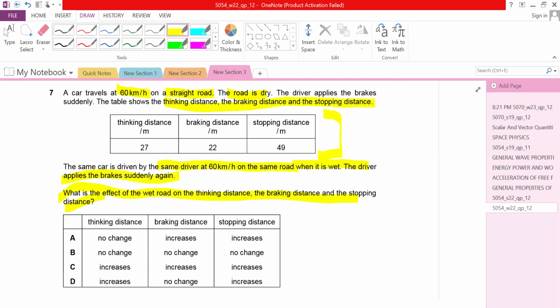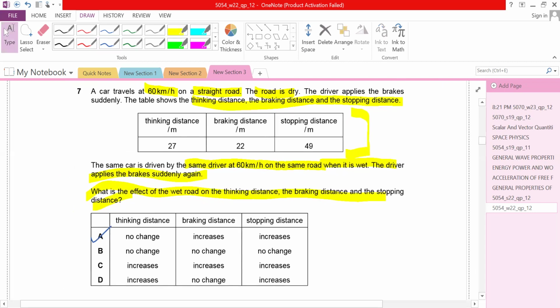Okay, so this time the road is wet. When the road is wet, the braking distance increases, and the stopping distance also increases because the stopping distance is the sum of braking and thinking distance. So the thinking distance has no change while the braking and the stopping distance increase. So option A is correct for question number 7.